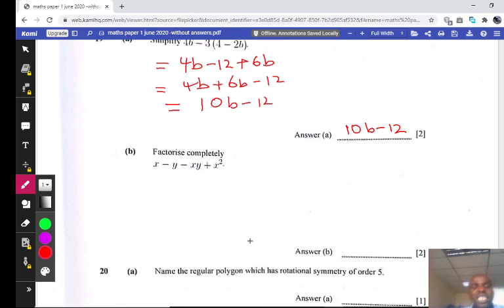Next part, factorize completely x minus y minus xy plus x squared. This one is one of the types of factorizations. This one contains 4 terms, right? First thing you have to do is find if there is a common factor on all these values that are given. As you can see, there is no common factor. So if there is no common factor, what do you do? You take 2 and 2. You take this one and this one, then this one and this one.